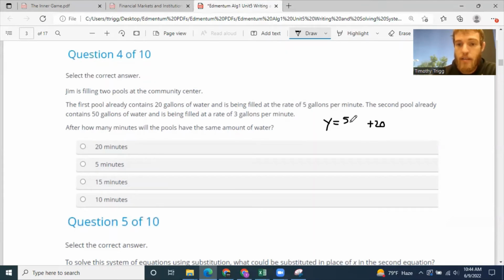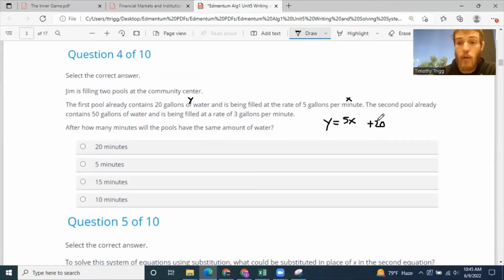And then it's being filled at a rate of 5 gallons per minute. So 5 times the number of minutes. So the number of minutes, we're going to call that x. And the amount of gallons of water we'll call y. Okay, so this is our equation. The gallons of water is 5 times the number of minutes, plus it already starts with 20 gallons.